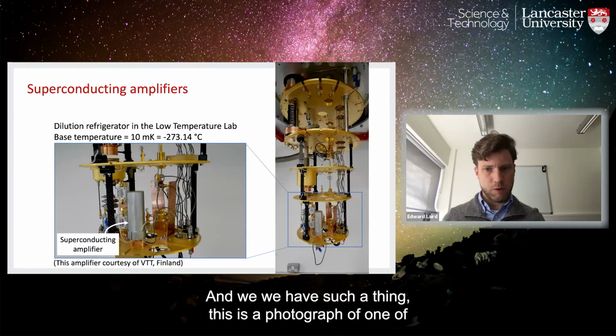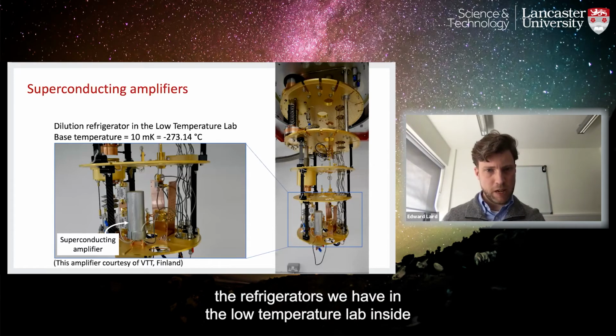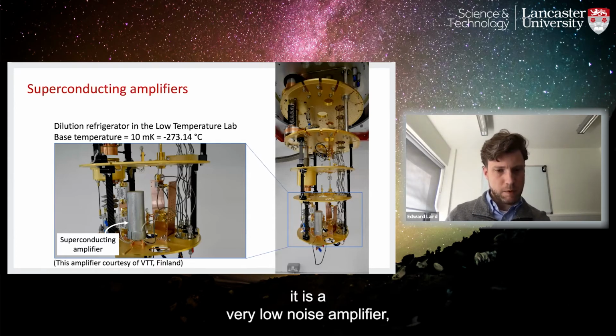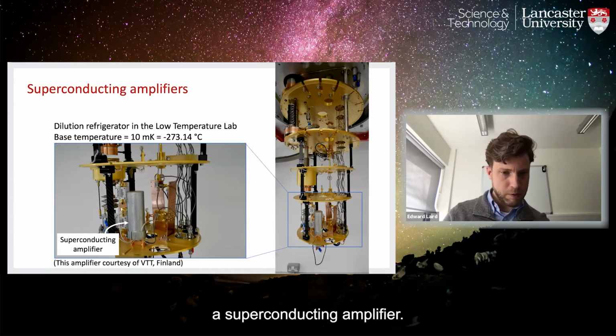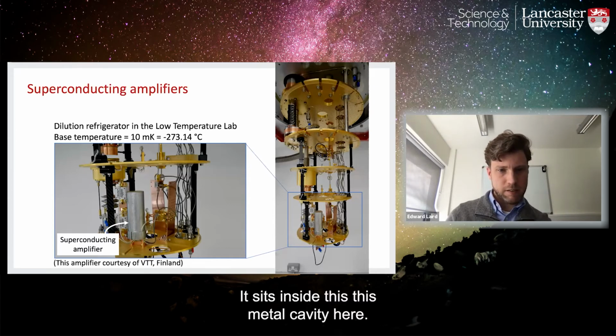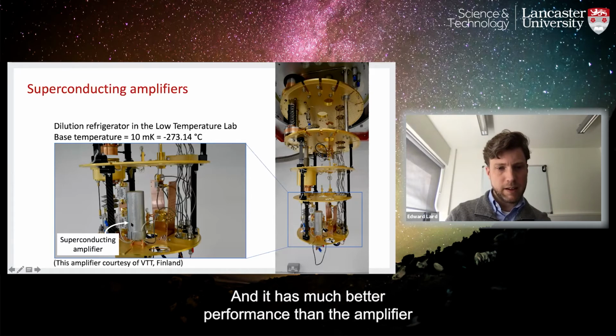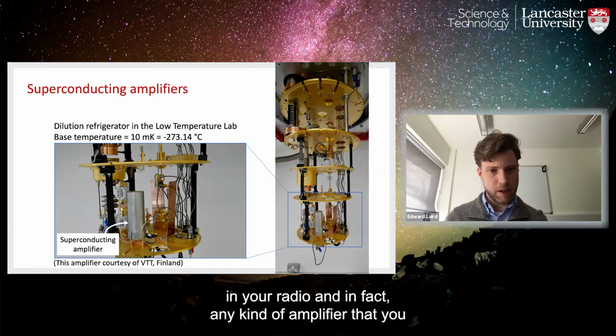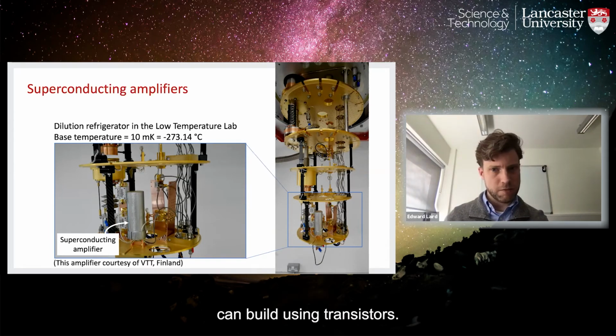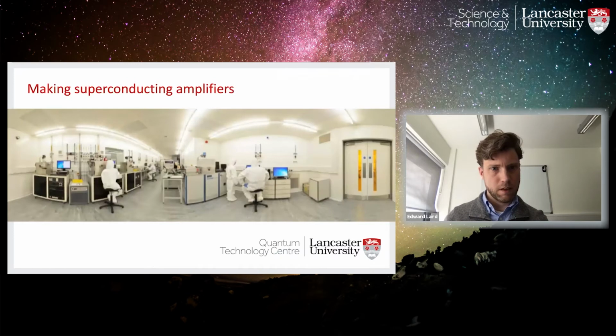This is a photograph of one of the refrigerators we have in the low temperature lab. Inside it, there is a very low noise amplifier, a superconducting amplifier. This one comes from Finland. It sits inside this metal cavity here, and it has much better performance than the amplifier in your radio, or in fact, any kind of amplifier that you can build using transistors. And as part of this project, we'll be making them.